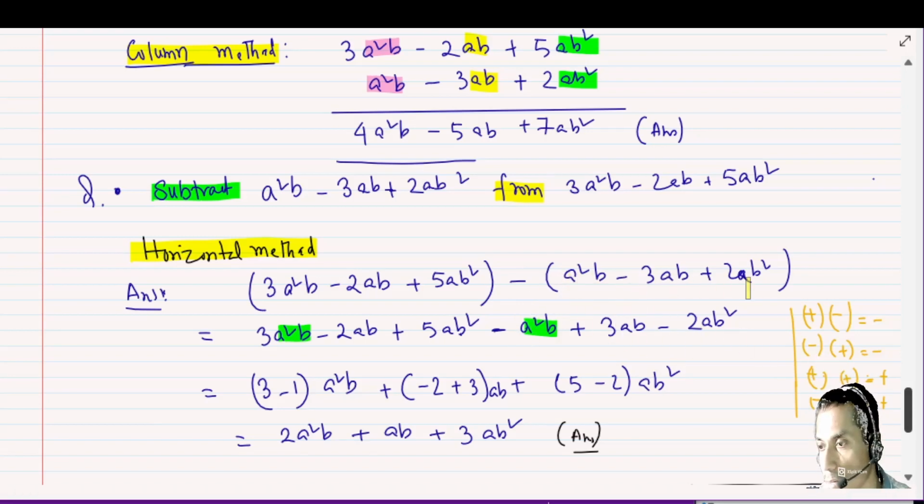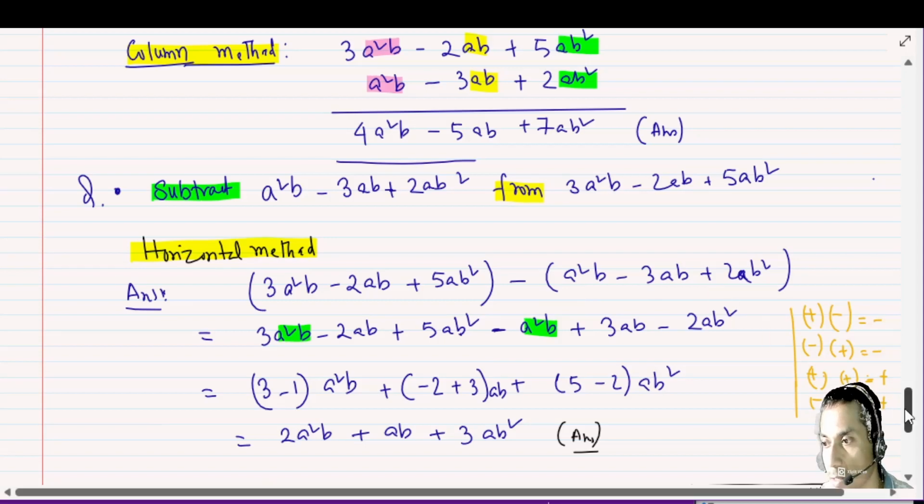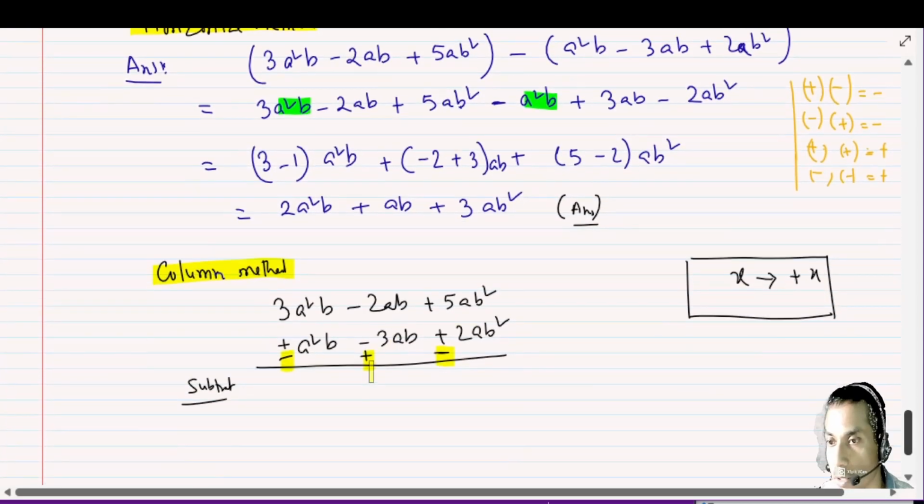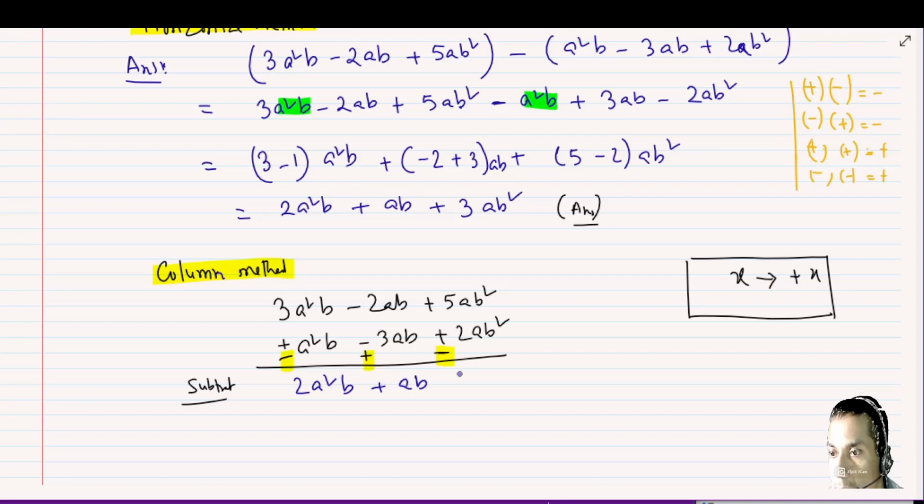Whatever inside value having a sign, we change it. For example, it is plus, so we change it to minus. If it is minus, then change to plus. Plus, minus. That is the reason. Actually logically it is the same. We are just applying the horizontal method here, but the logic is the same. We have to change the sign of all the terms of the second expression. Clear? Got it? So what will be the right answer? 3 minus 1, that is 2 a square b, and here it will be plus 3 and minus 2, that is ab, and 5 minus 2, that will be 3 ab square. Clear? We got the same answer.